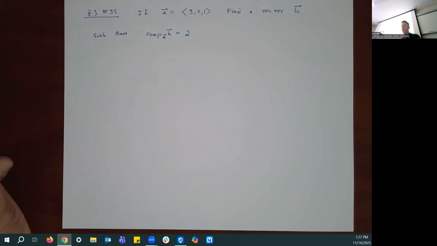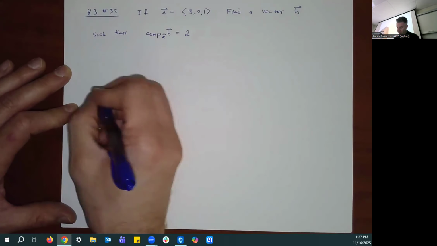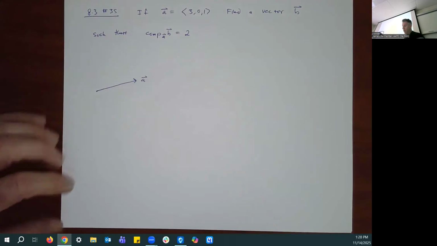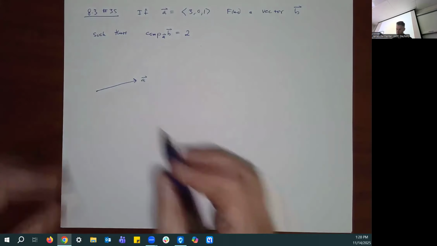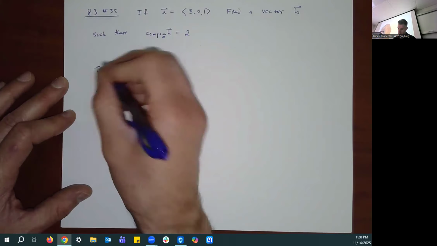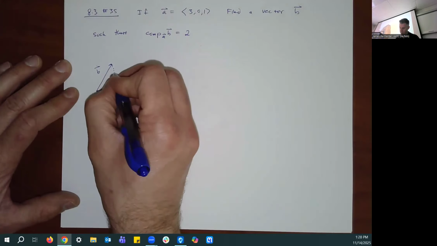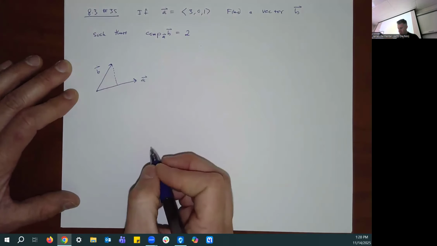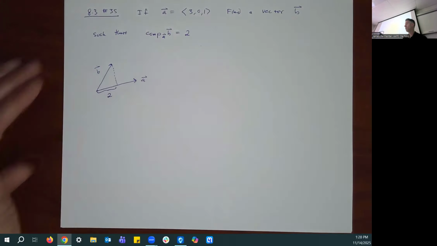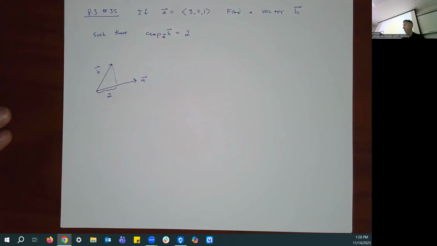And so here's the idea graphically. Again, not that you need to draw a picture. I just like to draw a picture so I can understand what I'm trying to think about. So here's my vector A. I'm just going to draw it very generically. And what I want is to find some vector B so that when I drop the perpendicular from B onto A, the length of the projection is exactly equal to 2. That's what I'm trying to find.